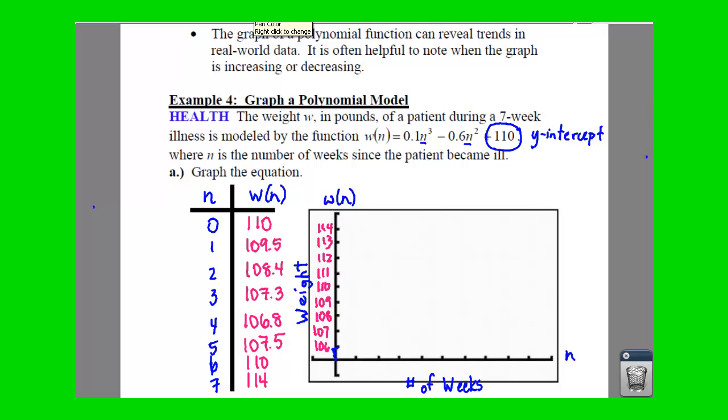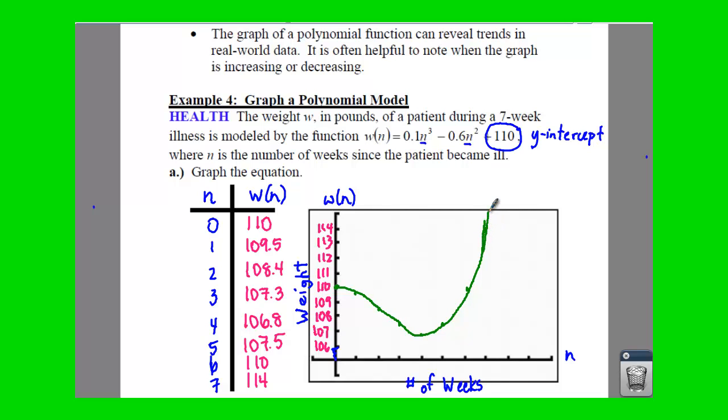So now let's just go ahead and plot all of your points. You plot all your points, start here, over 1 up 109.5, you're right here, over 2 up 108.4, so you're going to be around here, over 3 up 107.3, so that's going to be right about here, and then over 4 106.8, that's going to be here, that's the lowest we go. Then you go back up to 107.5, then you go back up to 110, and then you notice it starts increasing a little more rapidly. So here is what happens with the weight.